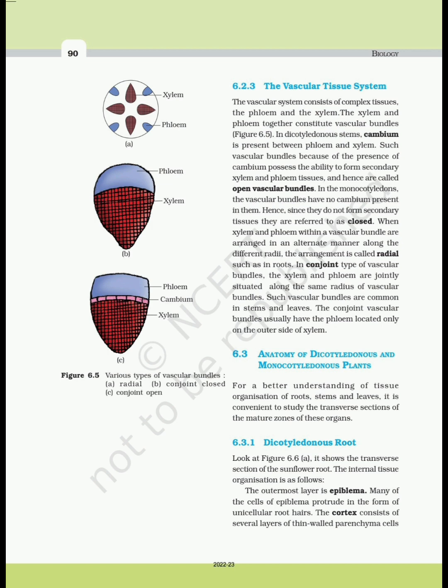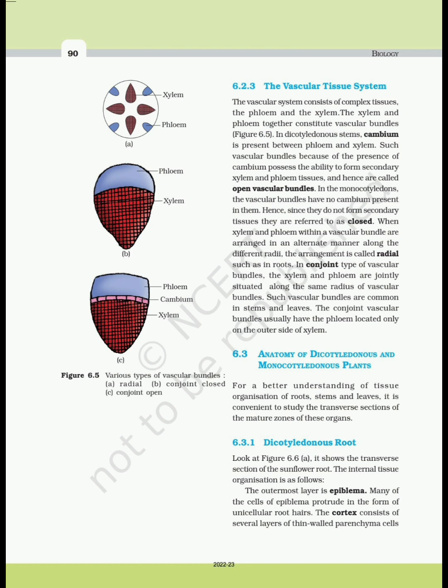6.3 Anatomy of dicotyledonous and monocotyledonous plants. For a better understanding of tissue organization of roots, stems and leaves, it is convenient to study the transverse sections of the mature zones of these organs. 6.3.1 Dicotyledonous root. Look at Figure 6.6. It shows the transverse section of the sunflower root. The internal tissue organization is as follows.